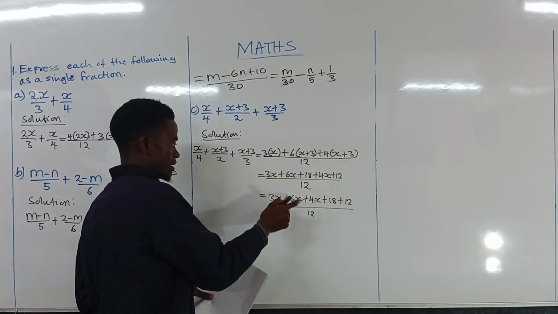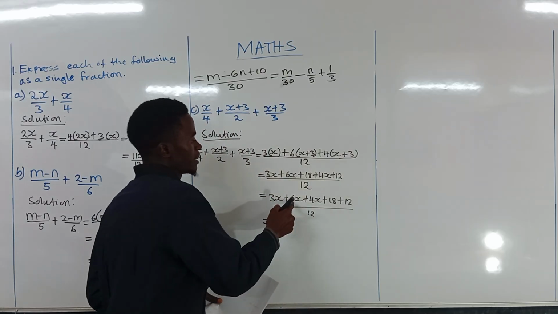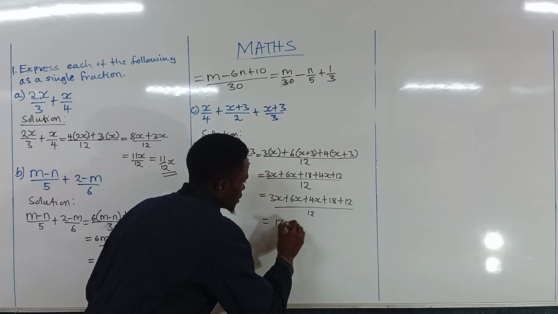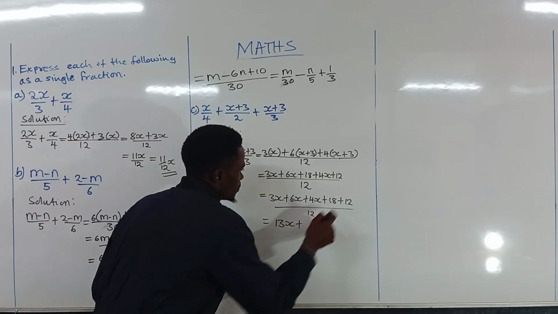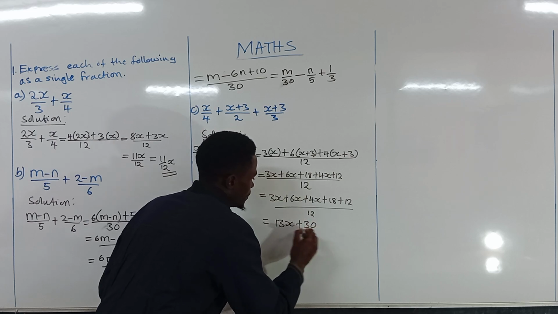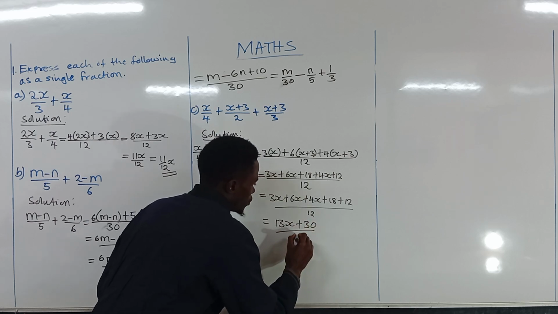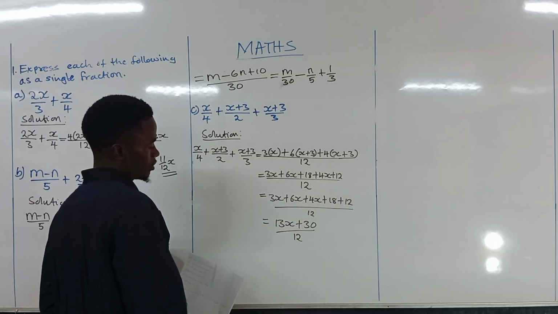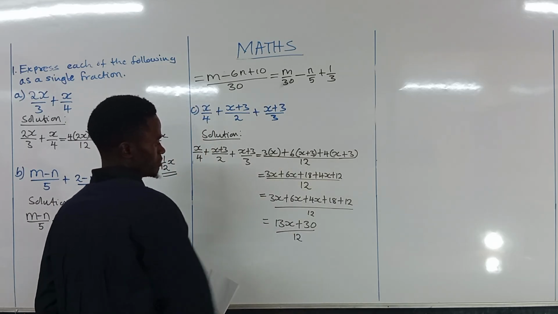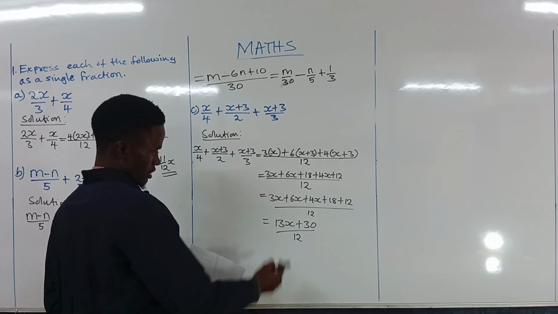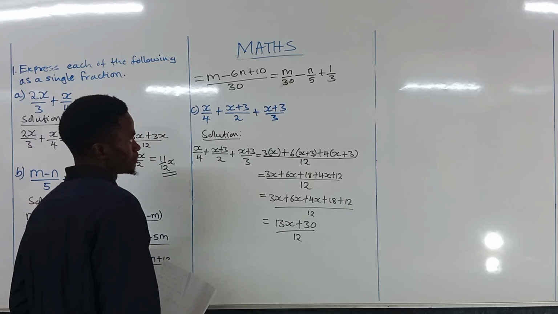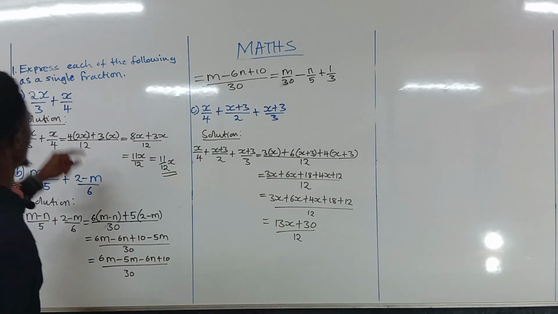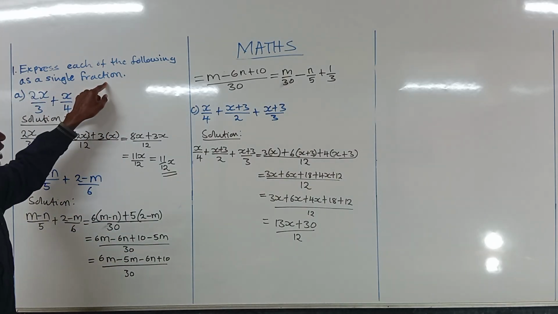So 3x plus 6x is 9x. 9x plus 4x is 13x. So we are going to have 13x plus 18 plus 12 is 30, then we have out of 12. So 13 and 12 cannot be divided further or simplified further, but this one can be simplified further. So this one is when it is combined, and our solution here should be as a single fraction.